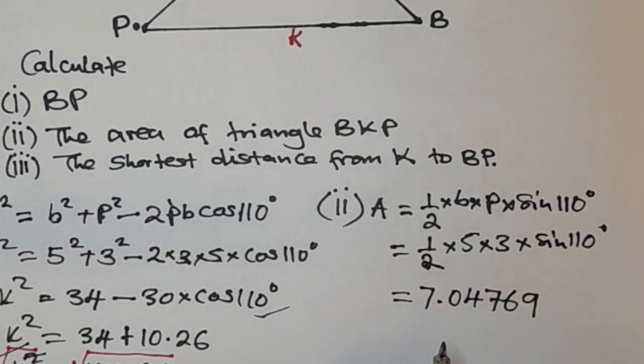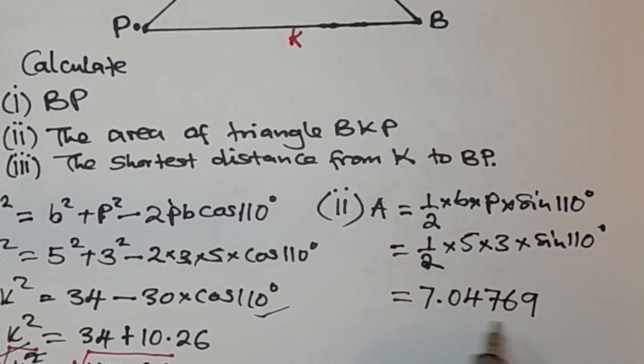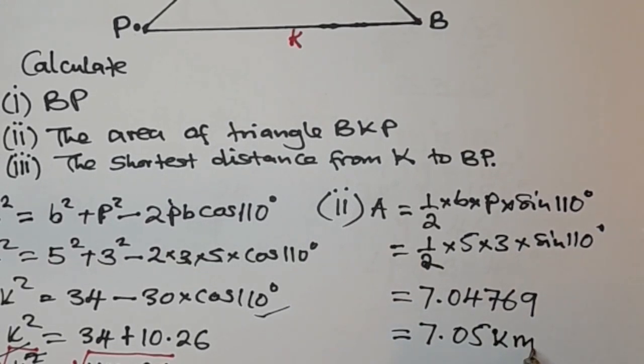Okay? So we need to write this correct to 2 decimal places or 3 significant figures according to the exam standard. So we are going to have area being equal to 7.05 square kilometers.